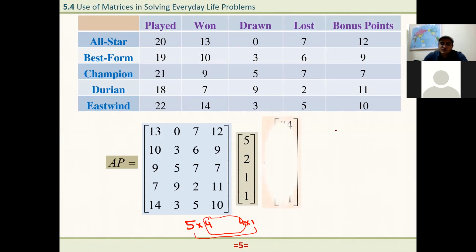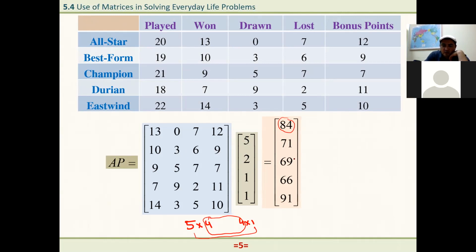If you multiply this using Excel, you can just do this: 13 times 5 plus 0 times 2 plus 7 times 1 plus 12 times 1. That's equal to 84. So 84 is the total points of All Star. In a similar way, second row by the first column, we get the second row entries. And here we have the third row by the first column.